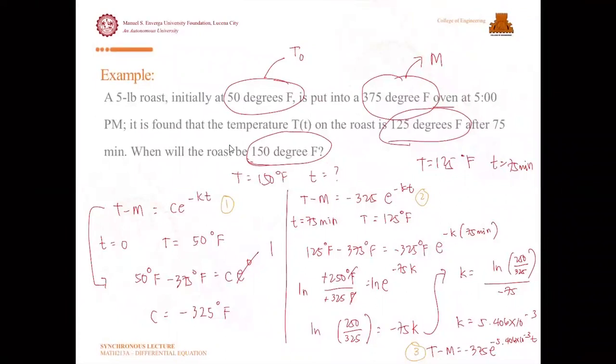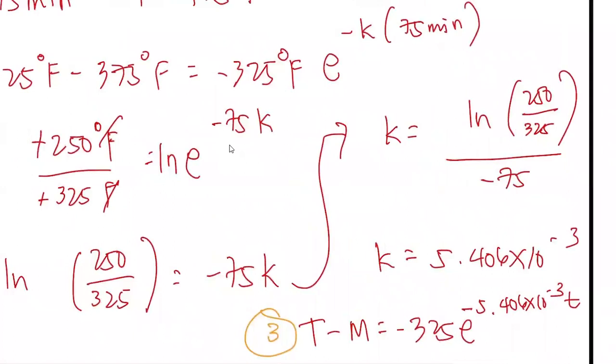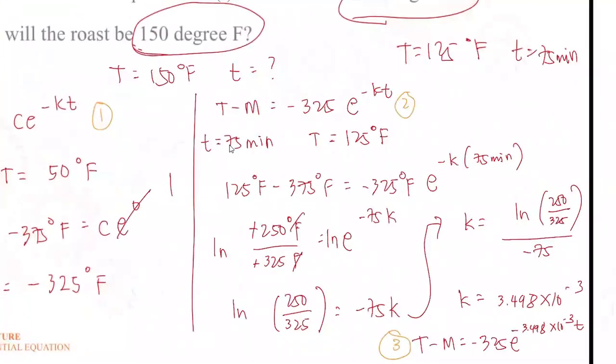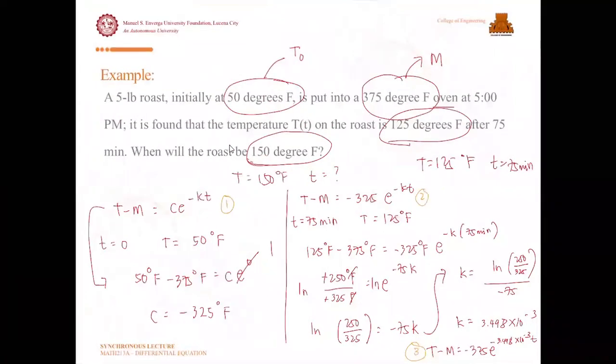Okay, if you check, dapat 325 over 325. Yung na-input ko sa calcu ay 375 pa din. Okay, so yung value is not 5.406, rather siya ay 3.498. Okay? 3.498. So ito is dapat yun din. So thank you. So itong equation number 3 natin is now your equation for any given time tsaka temperature.